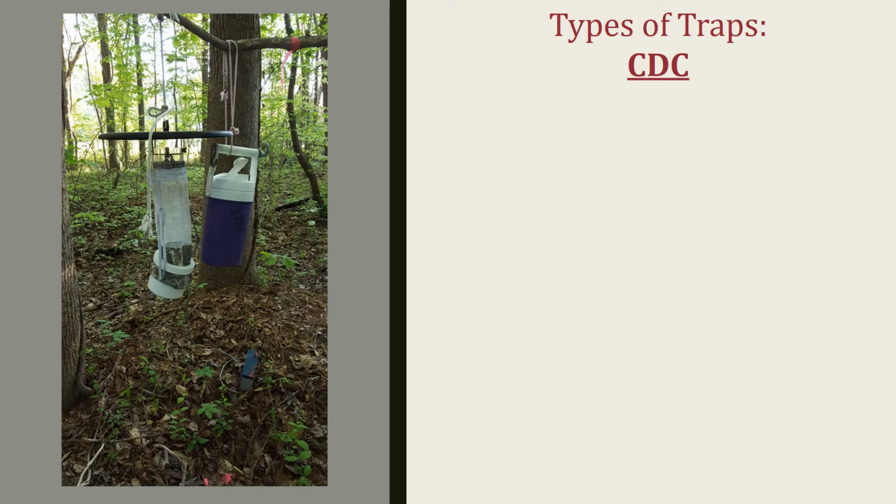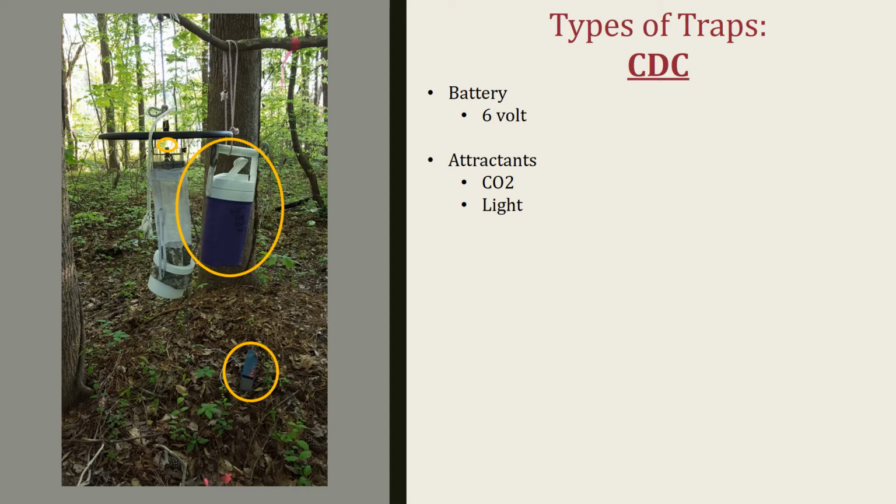The first type of trap we'll talk about is the CDC trap. It uses a 6-volt battery. The attractants are CO2 and a light.